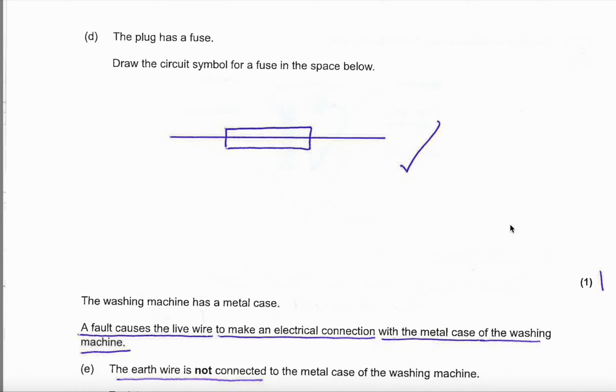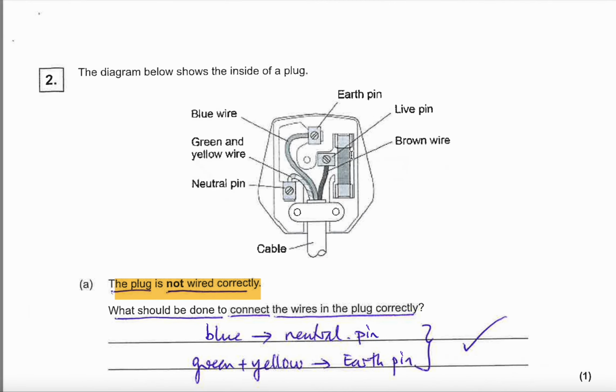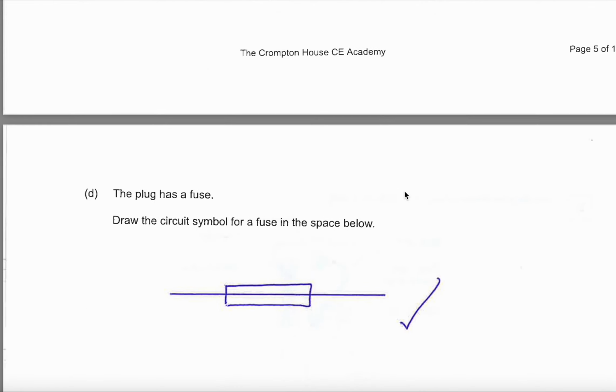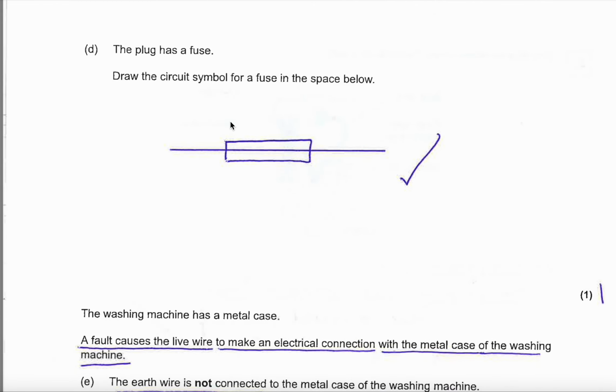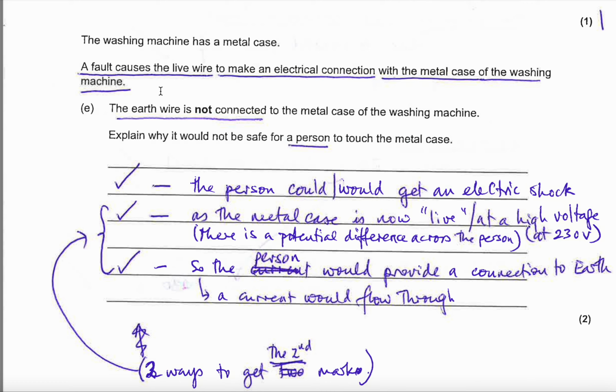Okay, then it says the plug has a fuse. Remember where the fuse is in the plug? It's the one on the live pin. You always put the fuse on the live wire for safety. It wants you to just draw the symbol for a fuse. That's it. Well, you need to know your symbols. We draw it like a resistor with a line going through it. You get 1 mark.